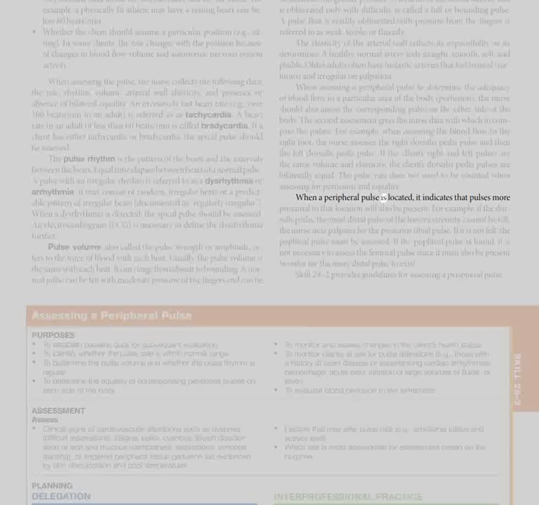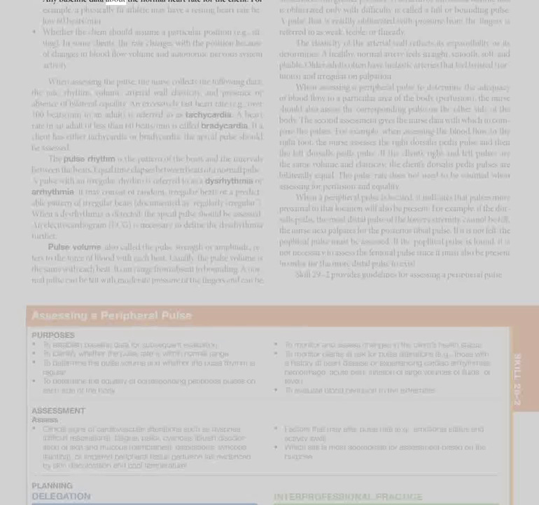When a peripheral pulse is located, it indicates that pulses more proximal to that location will also be present. For example, if the dorsalis pedis, the most distal pulse of the lower extremity, cannot be felt, the nurse next palpates for the posterior tibial pulse. If it is not felt, the popliteal pulse must be assessed. If the popliteal pulse is found, it is not necessary to assess the femoral pulse, since it must also be present in order for the more distal pulse to exist. Skill 29-2 provides guidelines for assessing a peripheral pulse.